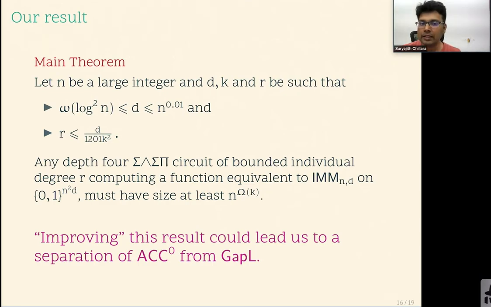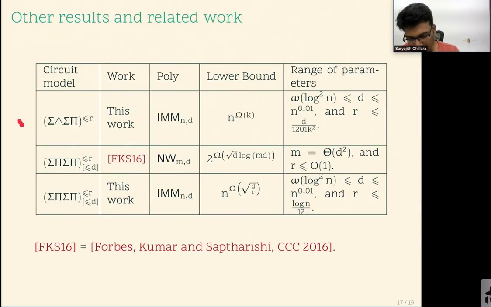So that's our result. Along with it, we also prove lower bounds for depth 4 circuits of bounded formal degree. This is in comparison to the work of Forbes, Kumar and Saptarishi, who show lower bounds for depth 4 circuits of bounded formal degree for polynomials in VNP. We show lower bounds for a polynomial in VP, and our result holds for a wider range of individual degree. That's about it. We would like to improve the dependence on r in each of these results. Thank you.